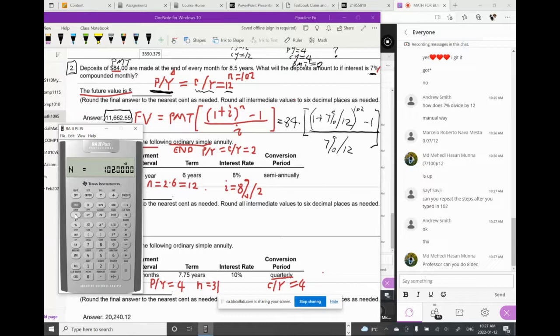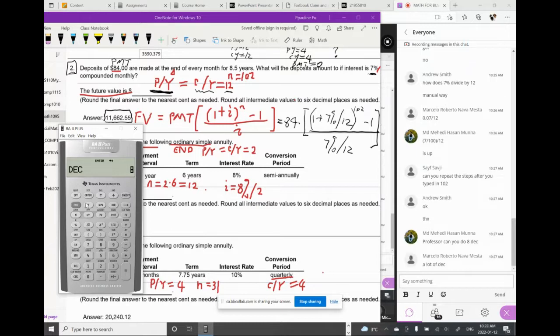Can I do 8 decimals? Yes, I can do 8 decimals, Hassan. Now I will do 8 decimals. So I click second, quit. Right now I have 4 decimals. I want to do 8 decimals, okay? You do this. Second, then format, this button. On the bottom, there is a dot, second format. Now you want to do 8, so I type 8, then enter. You have to press enter. Second, quit. Now I have 8 decimal places.